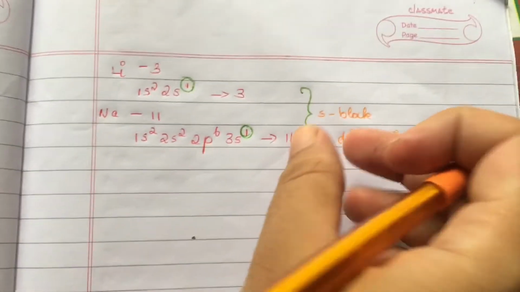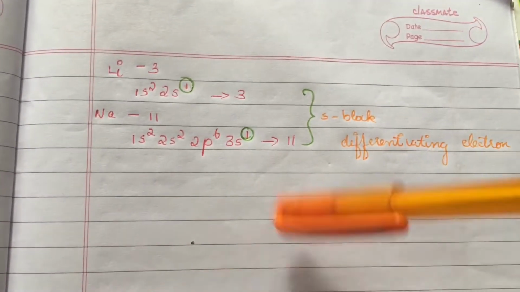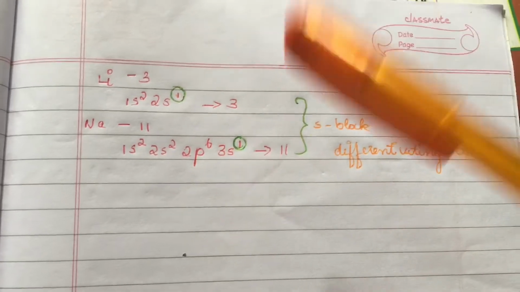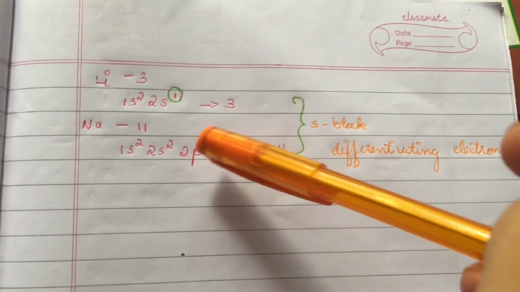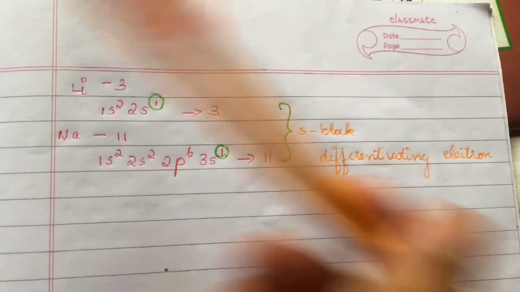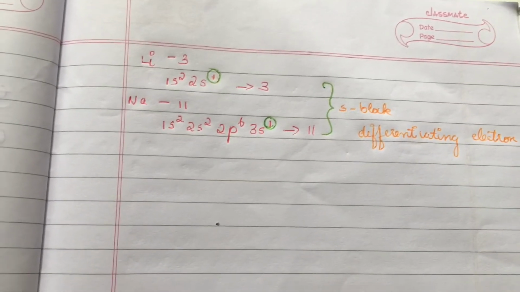And it determines the block. If this electron belongs to the S subshell, then it is known as an S block element. Let us consider a few more examples.